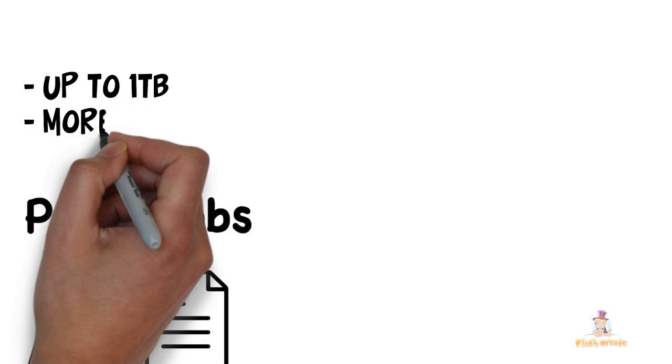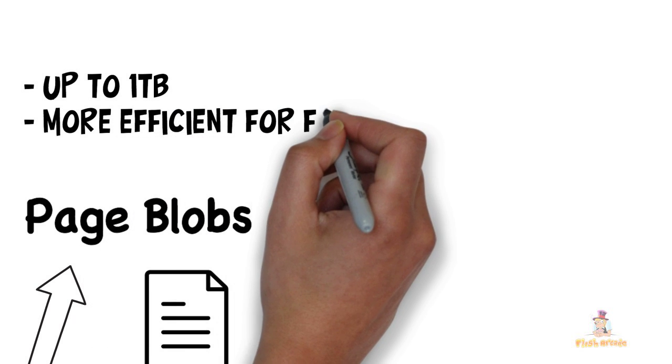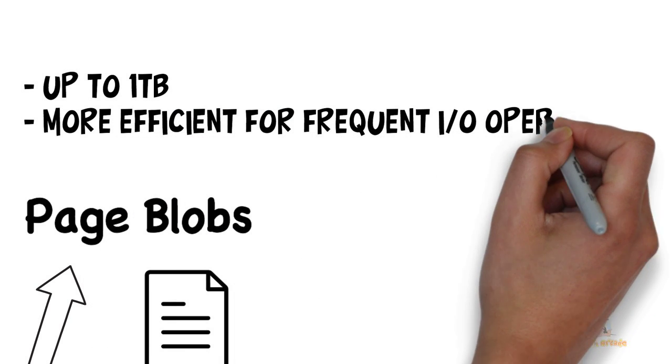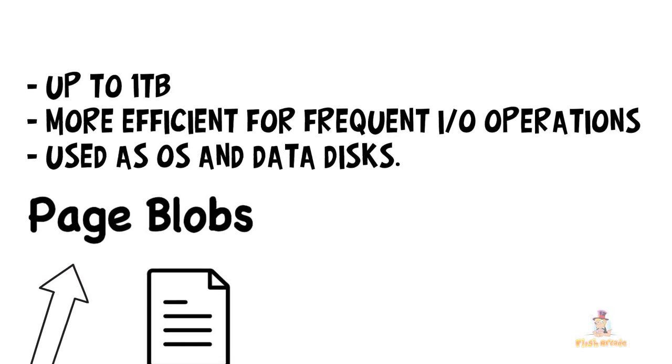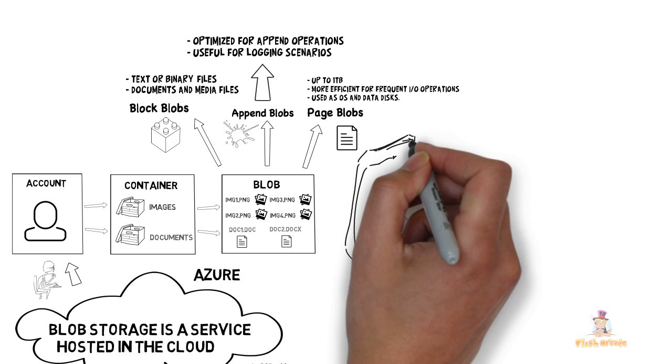Then we have page blobs. They can be stored up to 1 terabyte, more efficient for frequent read and write operations. So they're used for very large files such as operating systems and data disks.